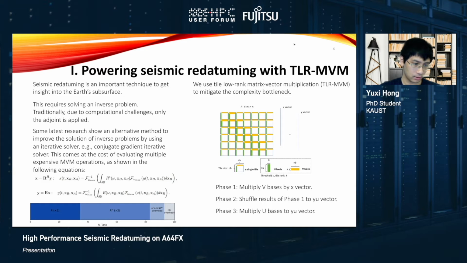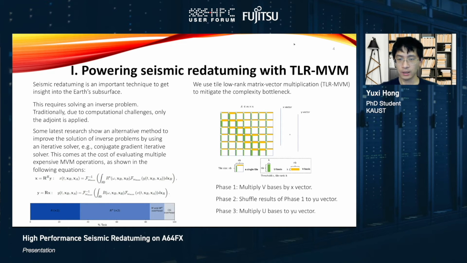The two equations below are inside the iterative solver, and the bar below describes how the time is spent during each iteration. You can see that the matrix vector multiplication operation is the most time-consuming one. So what we do is use Tile Low-Rank matrix vector multiplication, also known as TLR-MVM, to mitigate the complexity bottleneck.